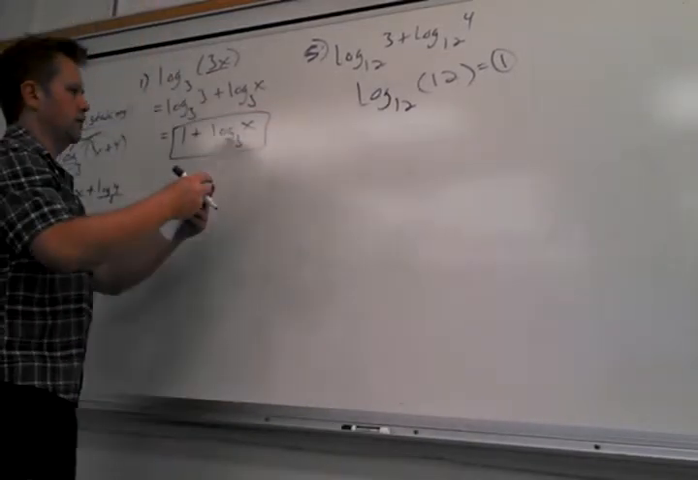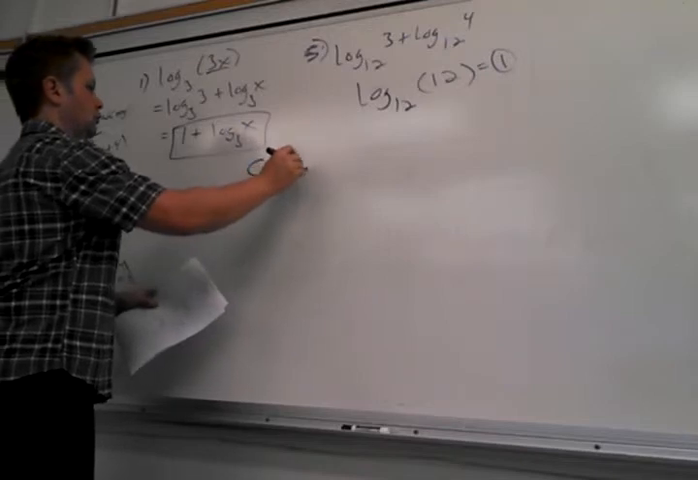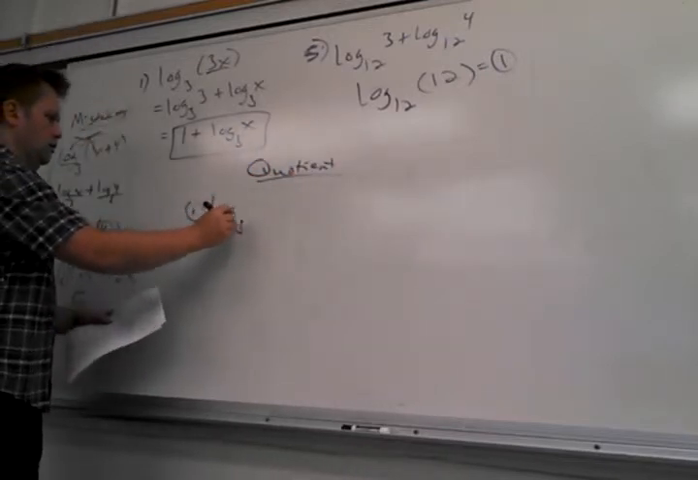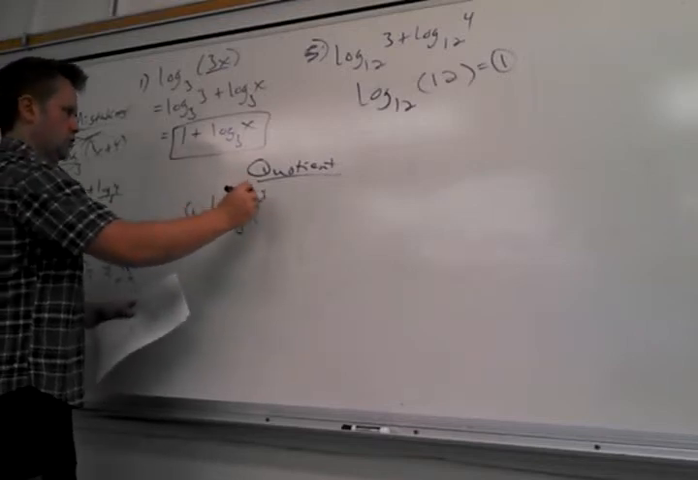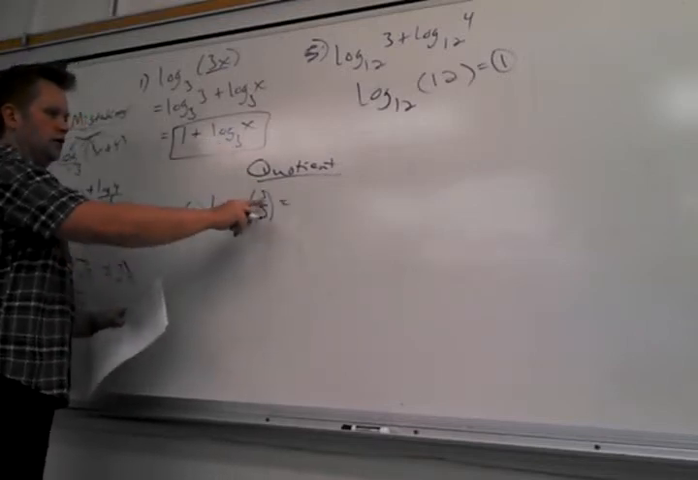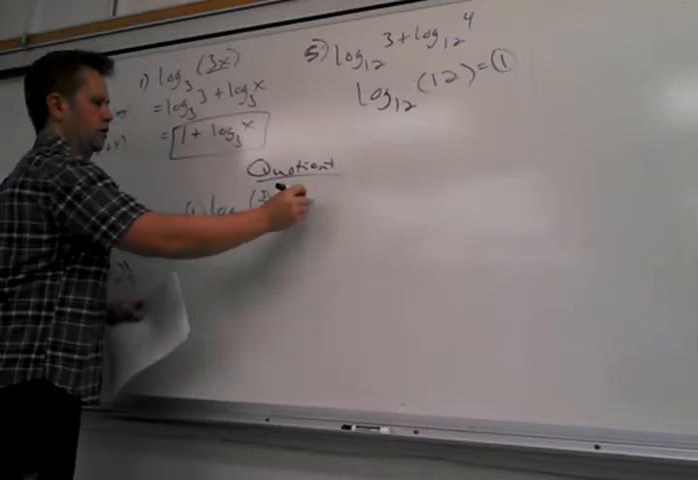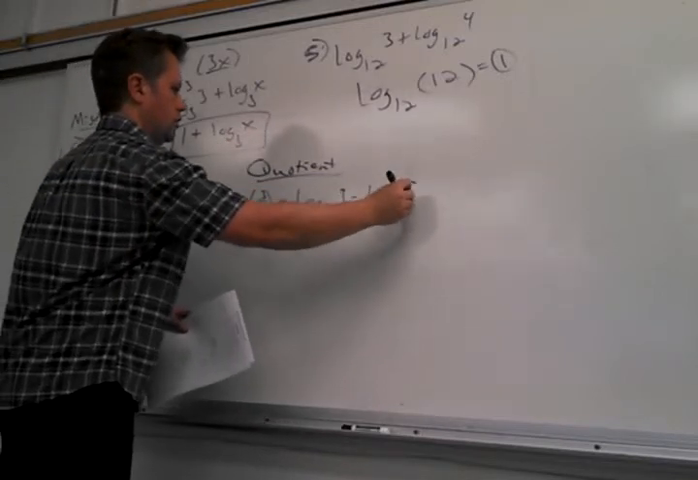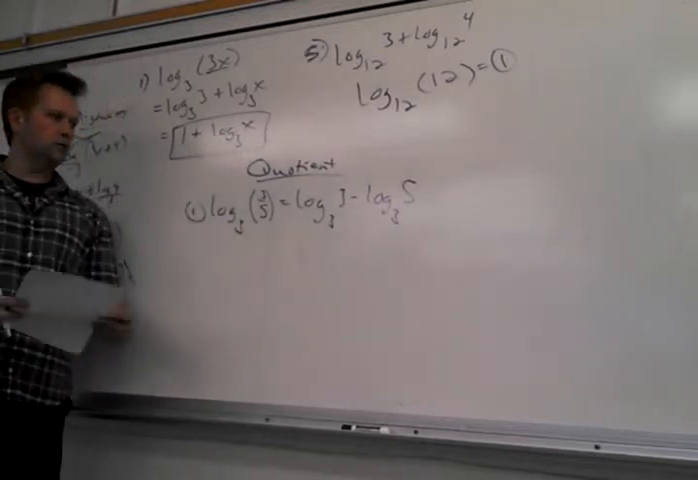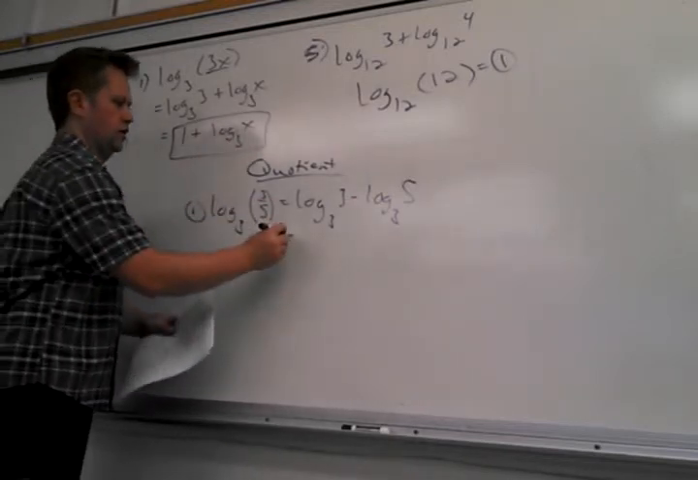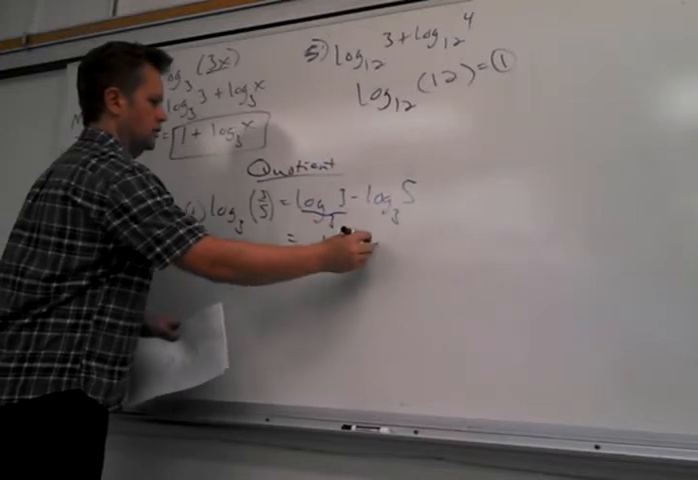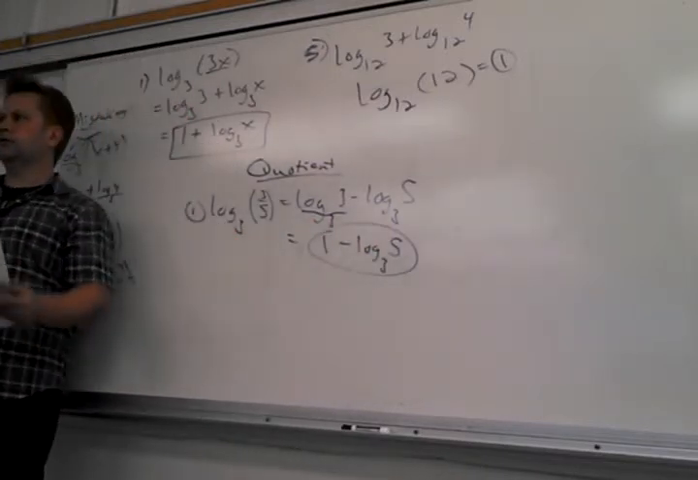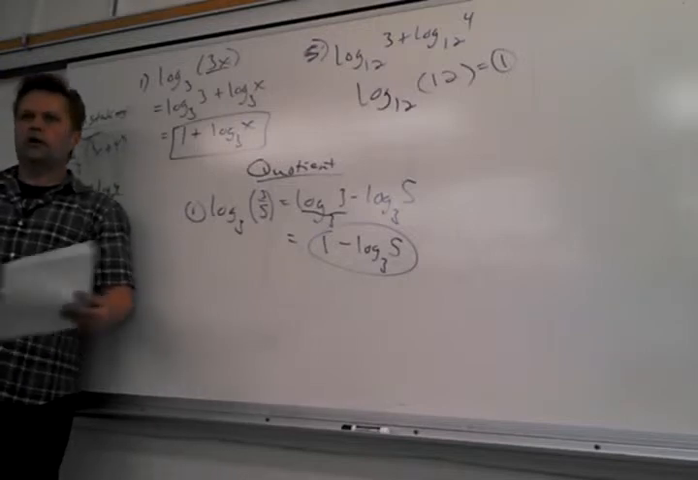All right, let's see. What about the quotient rule? Number 1. Log base 3 of 3 minus log base 3 of 3. I've got a log of a quotient, so I can write that as the difference of the logs. Which part can I do? 1 minus log, and that's 1 point something. Whatever it is.